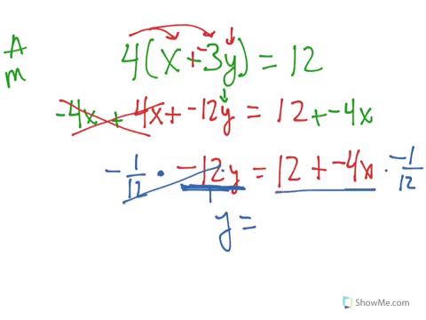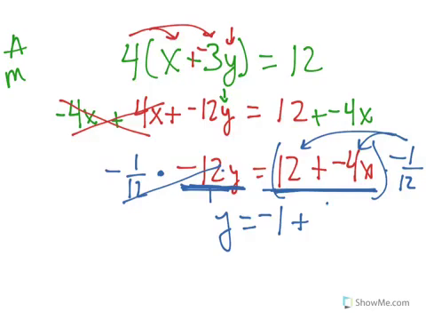I have to also multiply the entire right-hand side by negative 1/12, which I'm going to have to use distributive property. Negative 1/12 times 12, negative 1. Negative 1/12 times negative 4x gives me positive 1/3 x. Am I in slope-intercept form? Do I start off with y equals? I do. Y equals.